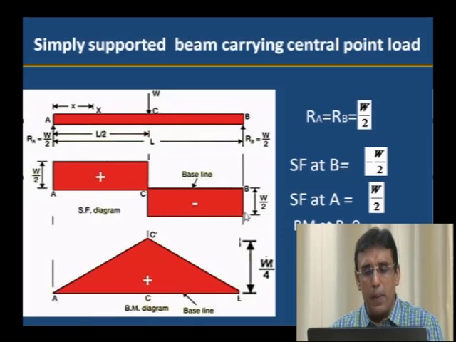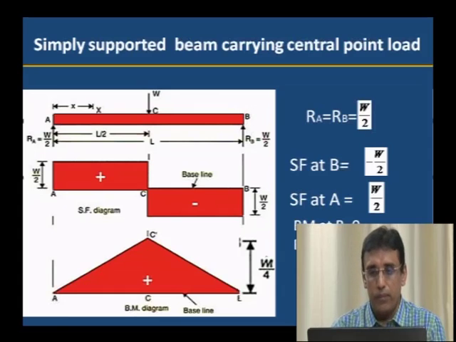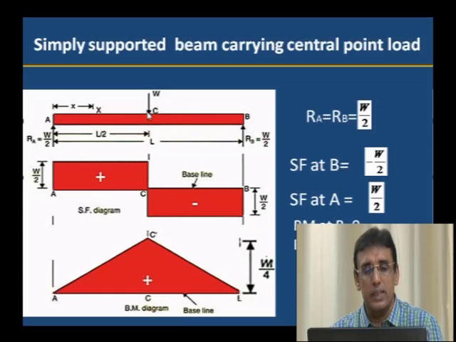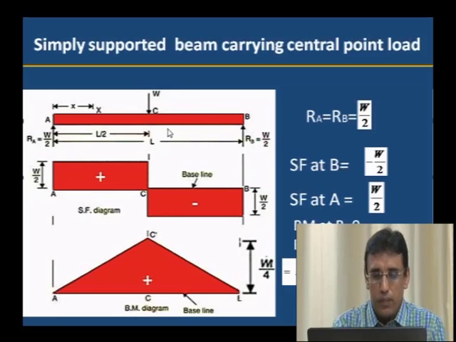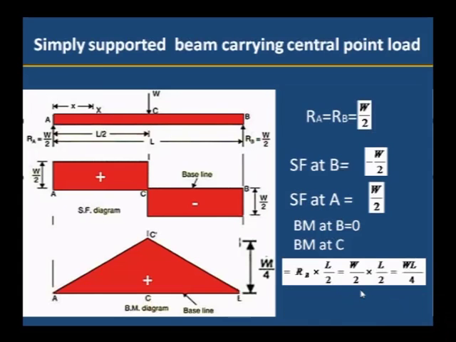Bending moment at B. Bending moment at B is 0 because force into distance is 0. Bending moment at C. C is the center point. If we want to calculate the bending moment at C, we have to multiply the force RB into distance L by 2. RB is W by 2 into distance L by 2. We will get WL by 4. WL by 4 is the bending moment at C.